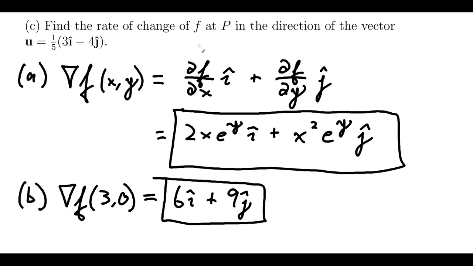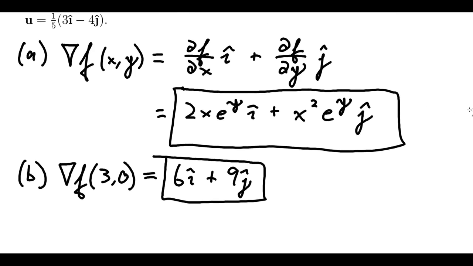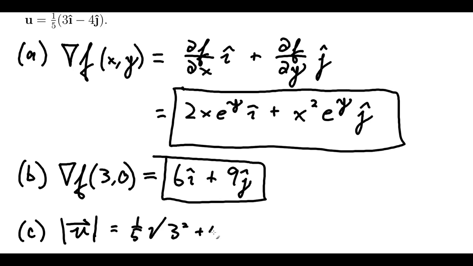A directional derivative is easy to compute if we know the gradient, and we have a unit vector for the direction. So first, we need to check that vector to see if it is a unit vector, and if not, to make it one. So let's look at the magnitude of u. That would be 1/5 times the square root of 3 squared plus 4 squared.